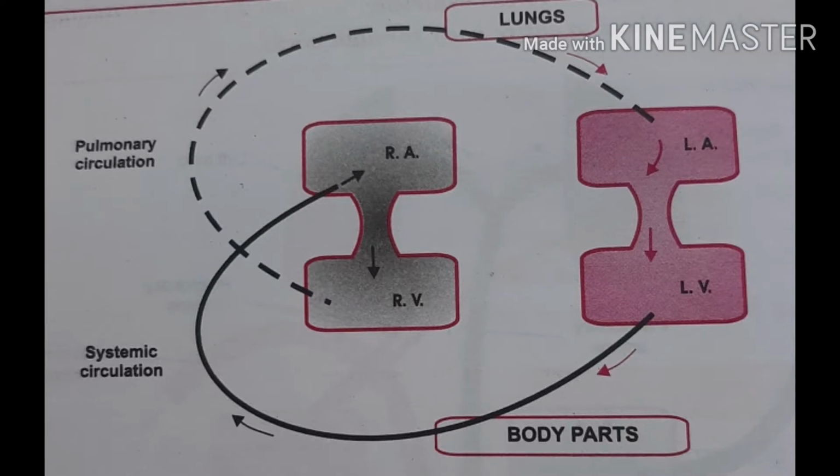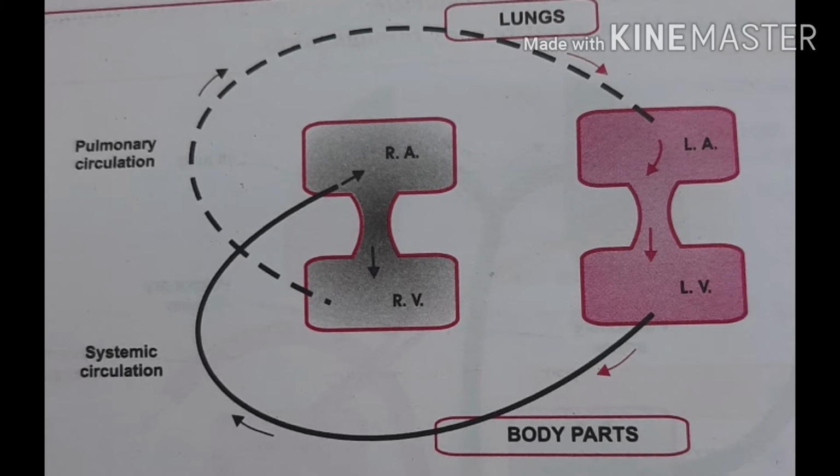Now see this diagram. Here you can see that the lungs, after oxygenation, are pouring the oxygenated blood into the LA. From the LA it goes to the LV. From the LV to the body parts. This whole process is part of the systemic circulation.